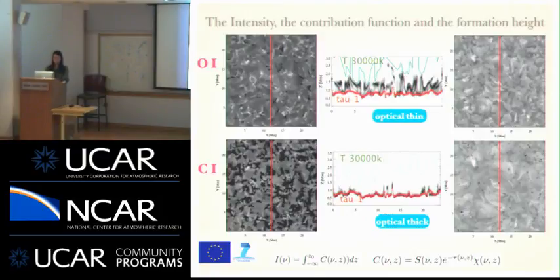Here we show the main results from our simulation: the intensity, the contribution function, and the formation height. The main message in this slide is that in general, the oxygen line forms optically thin, while the carbon line is a typical optically thick formation. And if we use the contribution function to calculate the formation height, we can see this petal-like structure shows up in the oxygen formation height. That is a typical signature of chromospheric shocks. It also gives a hint that the formation of the oxygen line will be very sensitive to the velocity profile in the atmosphere.